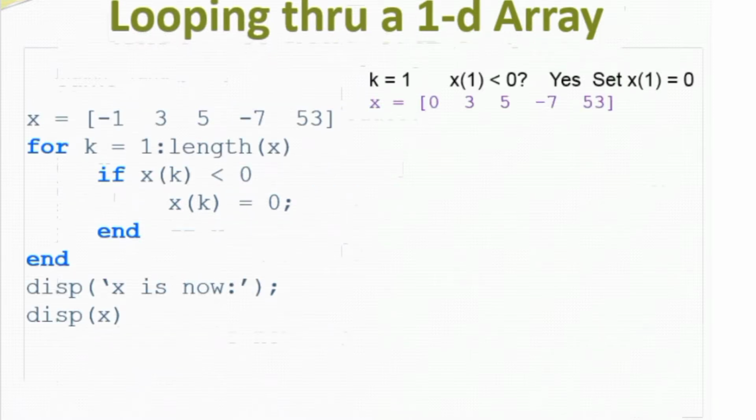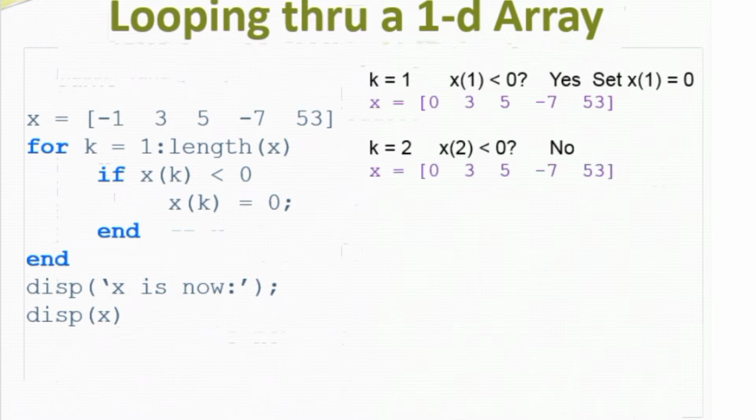When k is equal to 1, for k equal to 1, if x of 1 is less than 0. Is x of 1 less than 0? Well, yeah, x of 1 is negative 1. So that is less than 0. The condition is true. So I overwrite x of 1, and I put a 0 in that spot. So now the minus 1 in entry 1 has been replaced by a 0.